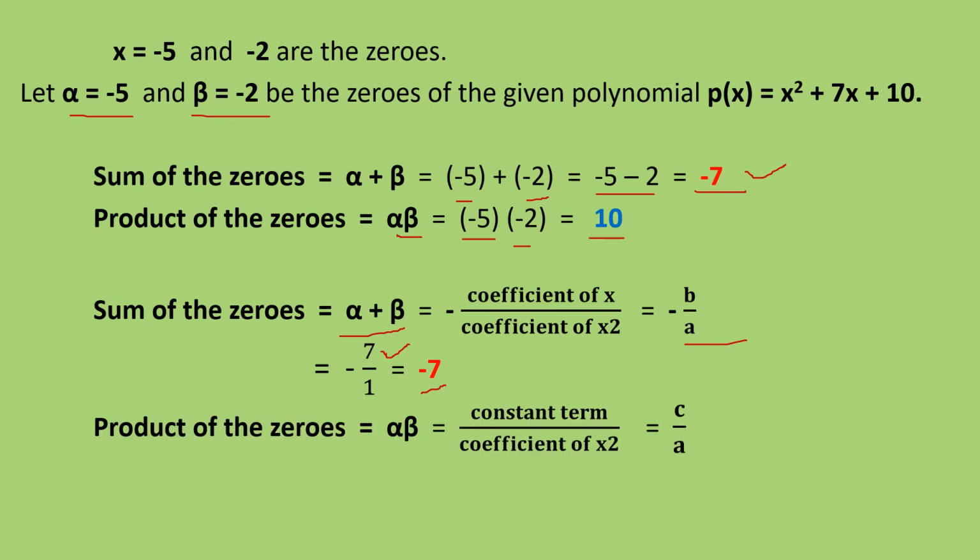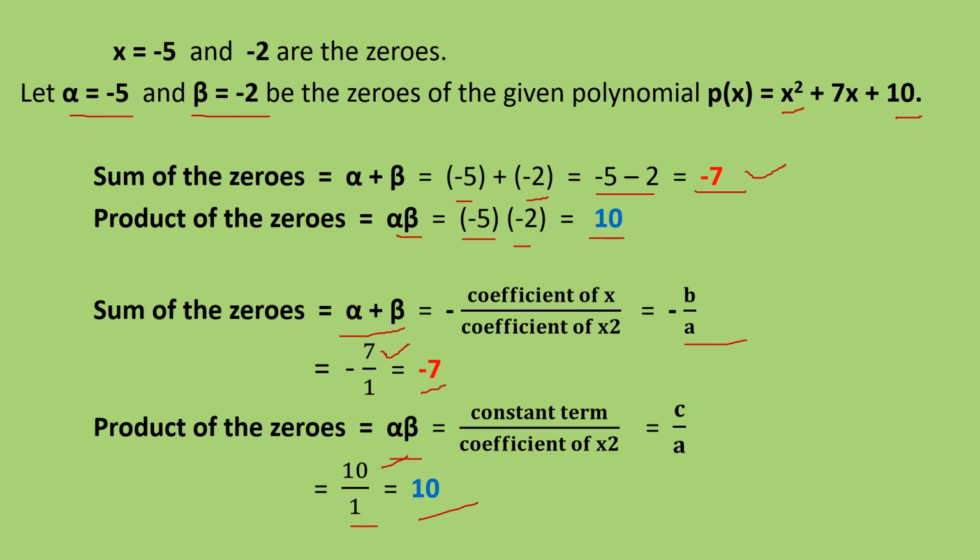Now we will find out the product of the zeros. The product of the zeros, alpha into beta, is the constant term divided by the coefficient of x square. Again we compare with the general form ax square plus bx plus c. So c is 10, and the coefficient of x square is 1. So 10 upon 1 is equal to 10.